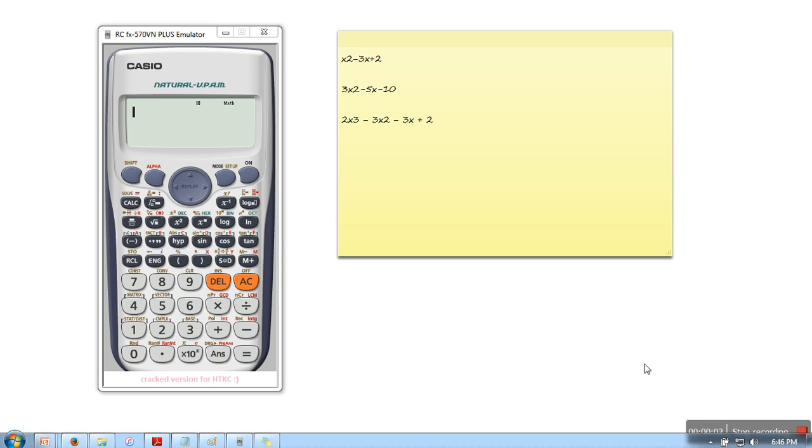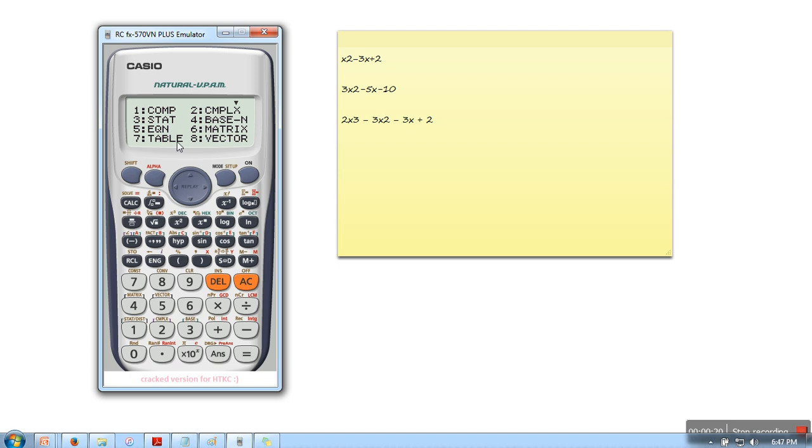Hi, in this video we will see how to solve polynomial equations in Casio 991 calculator. So here we are having some examples which we are going to solve. So first of all, what we need to do, you press mode button and you need to go in equation mode. So we will press 5.